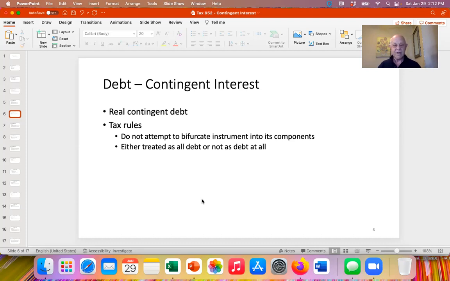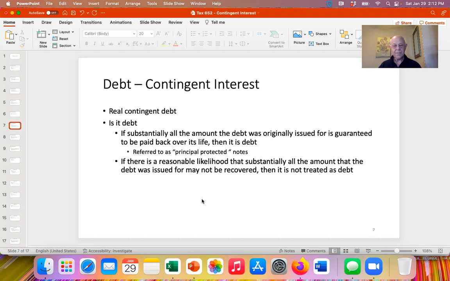So what we've decided is that we're either going to treat this whole thing as debt, or we're going to treat this whole thing not as debt. So how do we know whether we should treat it as debt? We say, look at the terms. And if under the terms, substantially all the amount that the debt was originally issued for is guaranteed to be paid back, then it's debt. And these things are referred to as principal protected notes.